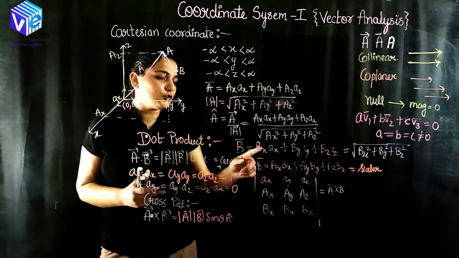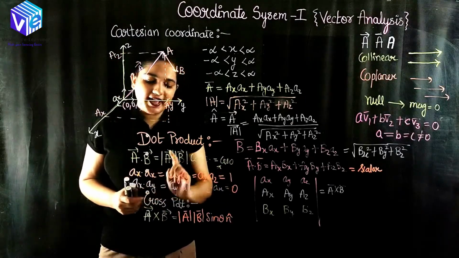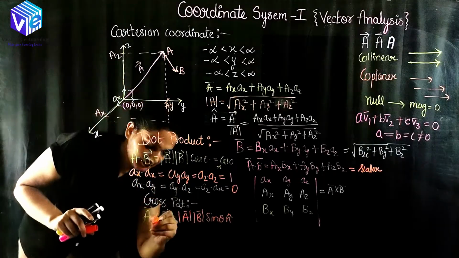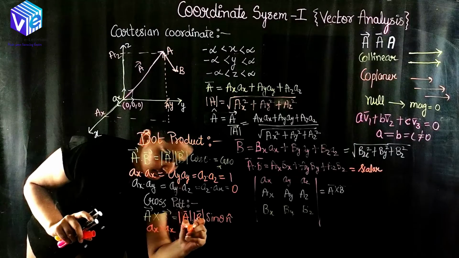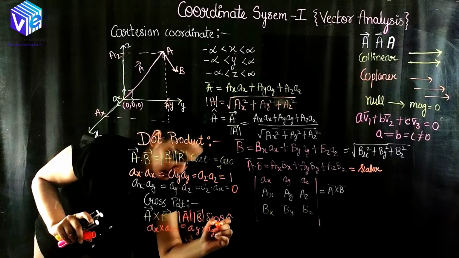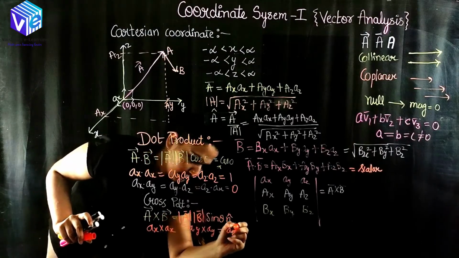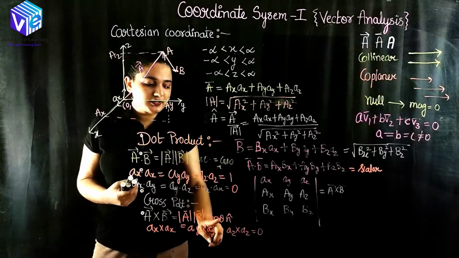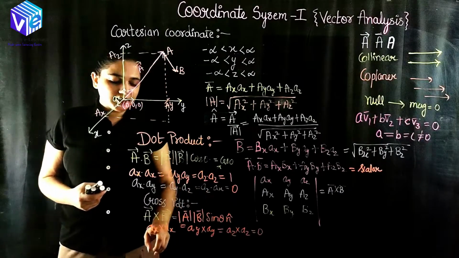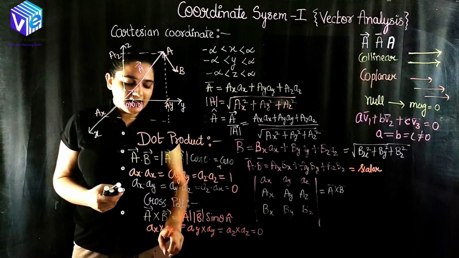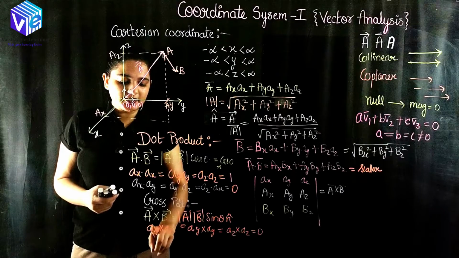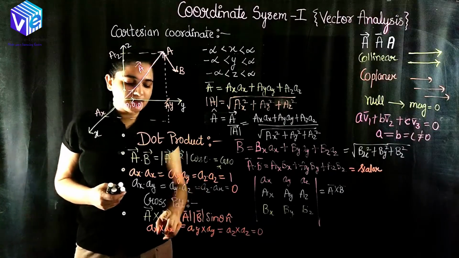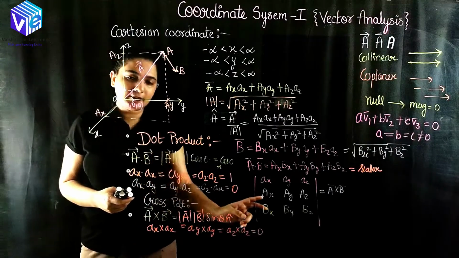So we can find out what is the cross product of ax, ax. If I need to find out ax cross ax, why is it 0? Because sine of 0 in this case will be 0. The direction between ax and ax, these are two in the same direction, so theta will be 0, sine of 0 will be 0, so A cross B will be 0, so ax cross ax will be 0.